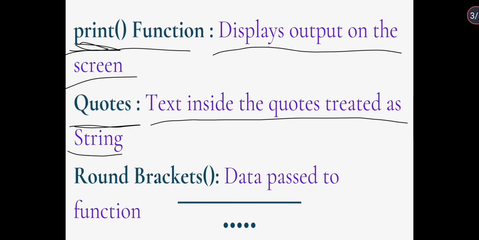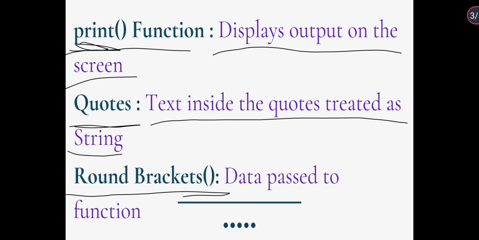Okay. Next is the round bracket. Through round brackets, we pass the data to a function. Brackets are used to call the function. Without round brackets, the function will not work. Remember it: whatever we want to display, we write it inside these brackets.